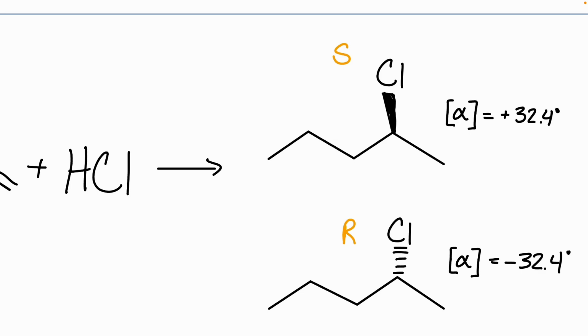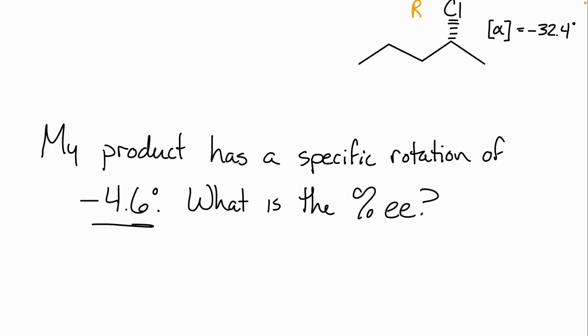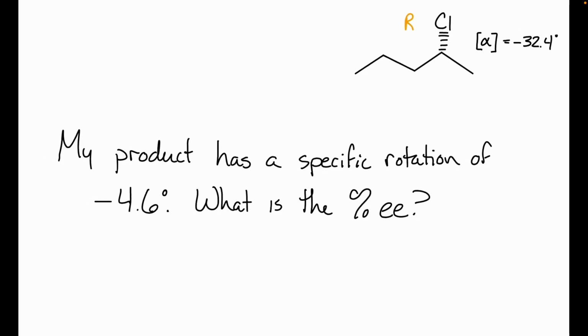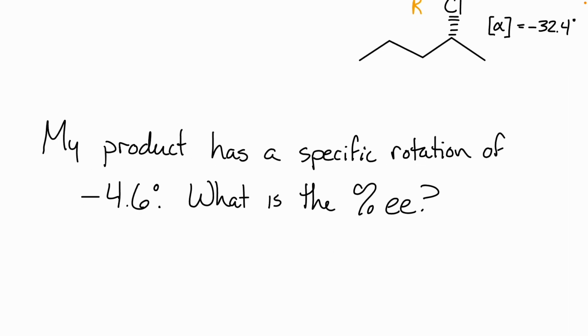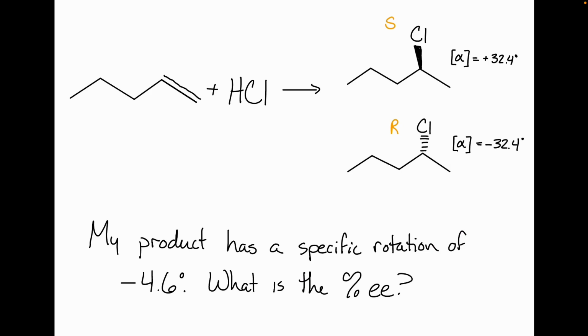Okay, so that would be if I had a pure sample of either one of these, but my reaction here has produced a mixture. I don't have just pure S or just pure R. I put that mixture into my instrument, and it gave me a specific rotation of negative 4.6 degrees. All right, take a second and see if you can figure out what would be the percent enantiomeric excess in my mixture here.